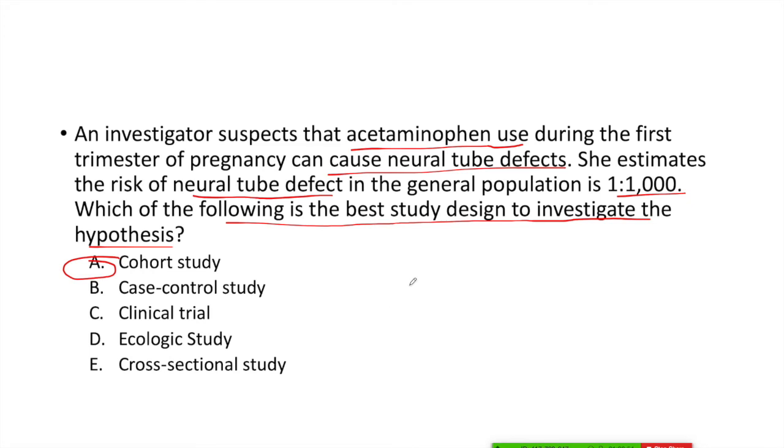Yes. Looking back in the past is not the best study design. You can do it that way. But what happens when you ask a mom whose baby has neural tube defects if she used Tylenol? She's probably going to say yes, right? So it's probably not a good idea to do that case control.